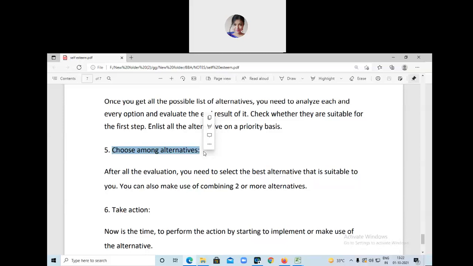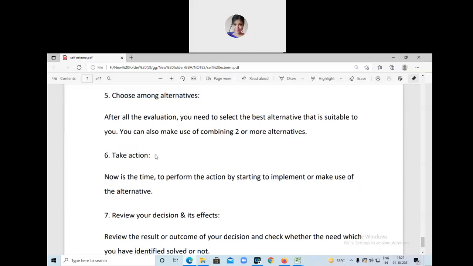And you can also combine 2 or more alternatives, if you feel that none of the things are working, and you need to combine 2 different paths in order to take the correct decision. Then you can do that as well. But here the fifth step is to find out the best alternative which will help to take the right decision, or which will help you to actually reach the destination.